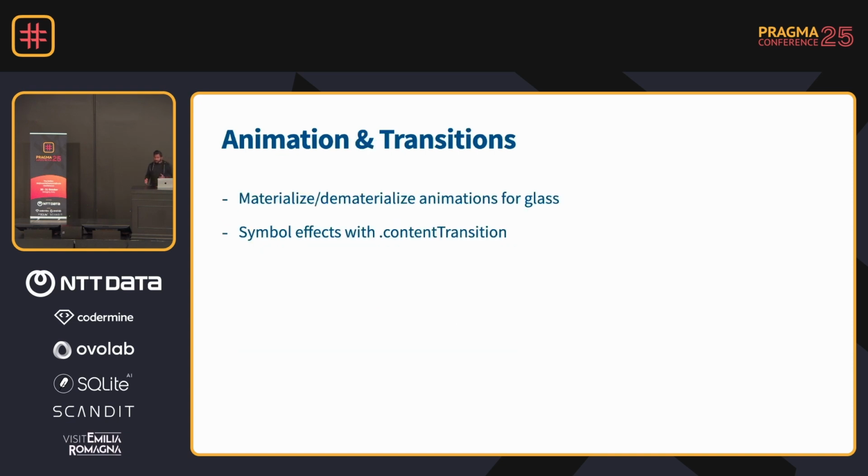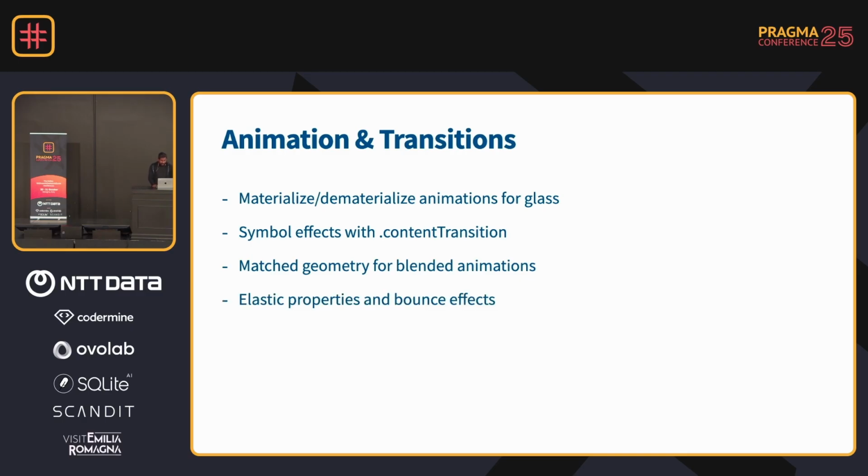For the animations, use symbol effects and symbol transitions, and also the new, well, it's not new, iOS 18, the magic replace transitions for the symbols and the SF Symbols. And you can use elastic properties to make some bouncing effects for your custom components. The native system components will automatically come with these effects. But if you want to have a custom component, make sure to use that.